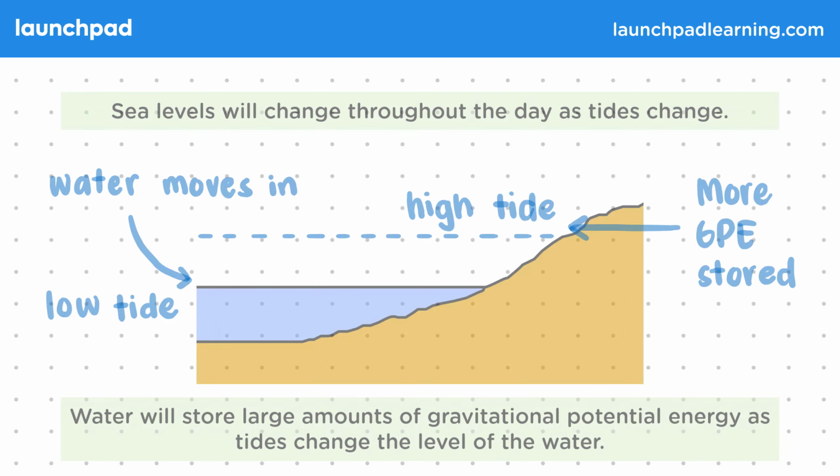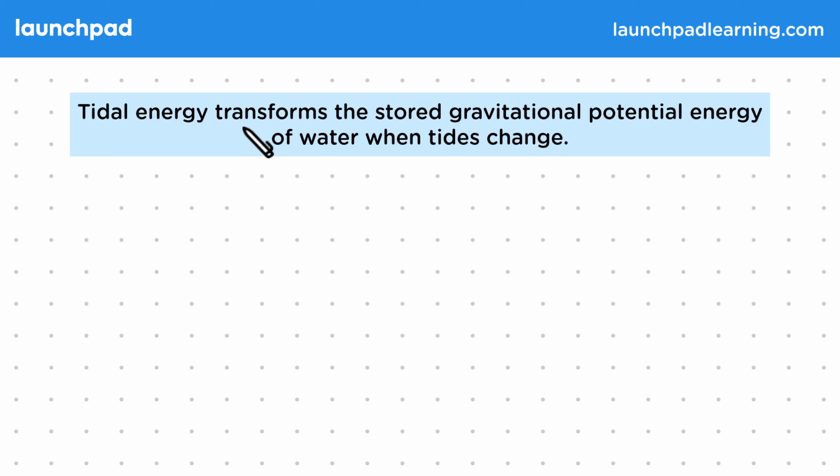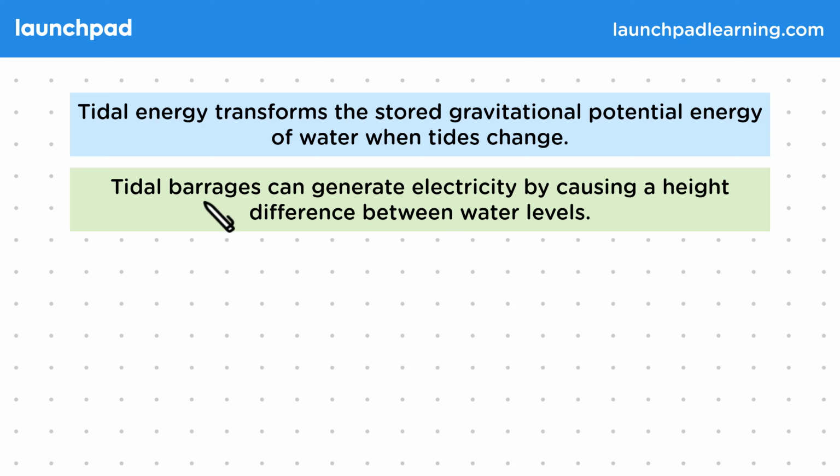Let's have a look. Tidal energy transforms the stored gravitational potential energy of water when the tides change. So this is a very large amount of energy as so much water moves at once. Tidal barrages can generate electricity by causing a height difference between water levels.